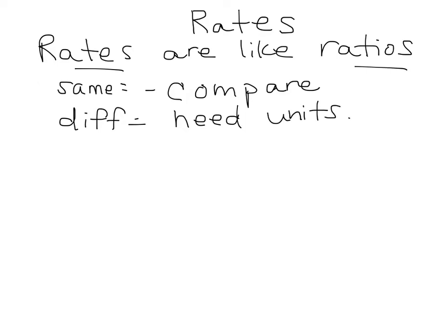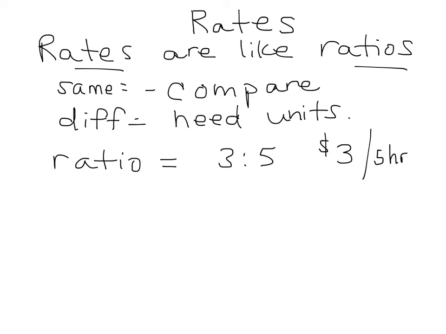For example, a ratio can be written like this, 3 to 5, right? But for a rate, you need to know what this 3 and 5 stands for. So it would be something like $3 every 5 hours. Okay, so these are the units, whether it's money or time or distance. Those are the units that go along with the rate.